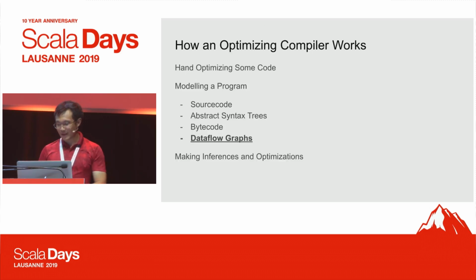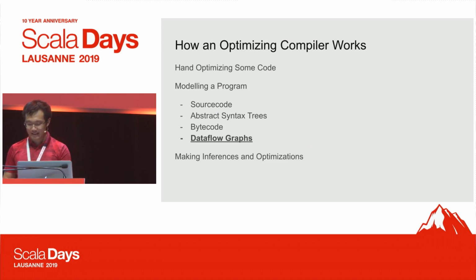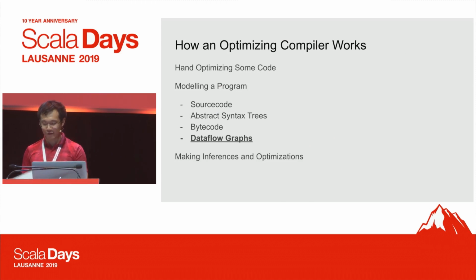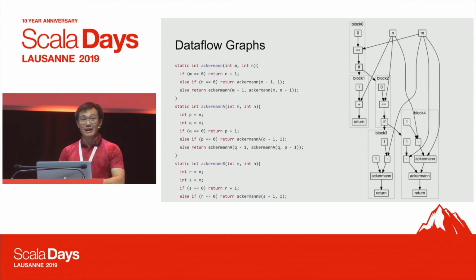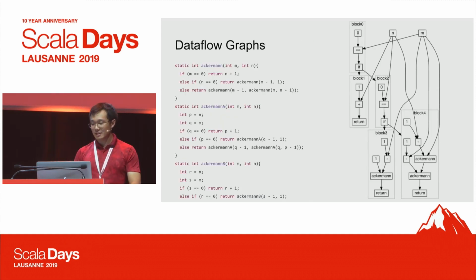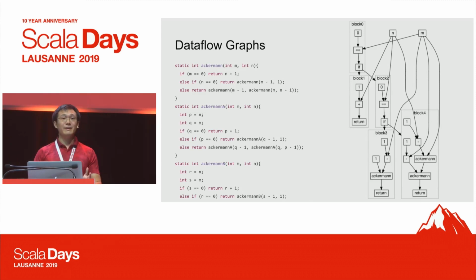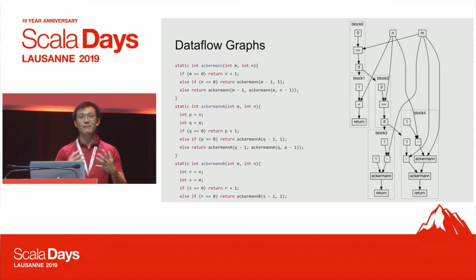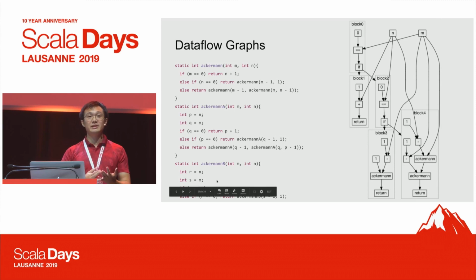So earlier we talked about the graph structure of ASTs. Let us now talk about data flow graphs. Data flow graphs are basically ASTs, but with all the assigned identifier pairs reified as fully fledged edges within the syntax tree. So here we see Ackermann, Ackermann A, Ackermann B, the three variants we had earlier that we know all do the same thing.